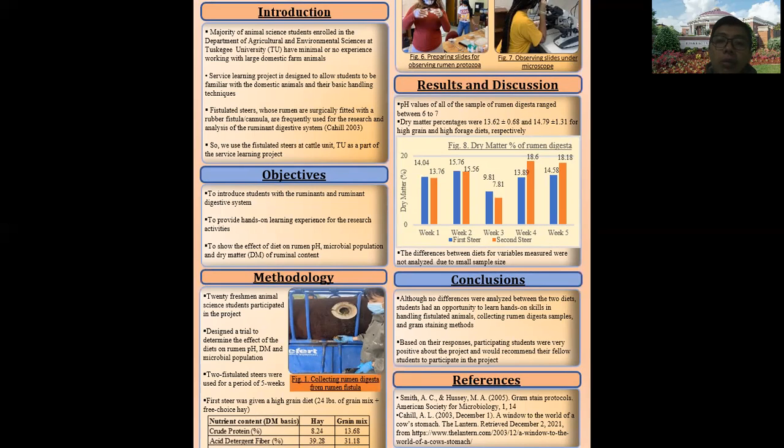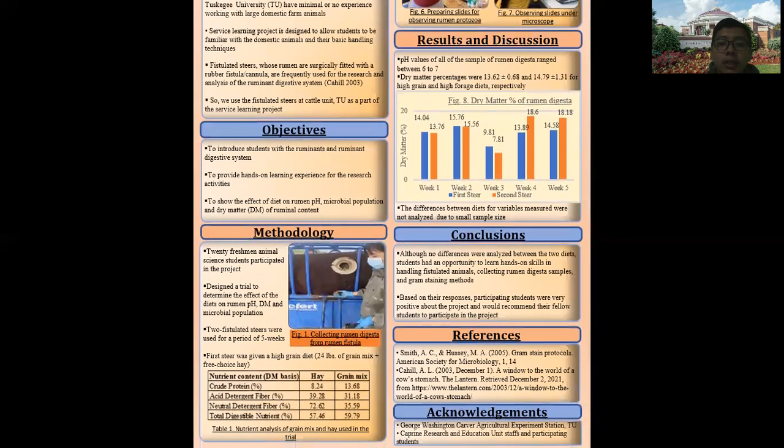Here in the graph, we can see a little bit more difference in the dry matter during the last 2 weeks than the earlier weeks, but the differences between the diets for the variables measured were not analyzed due to the small sample size.